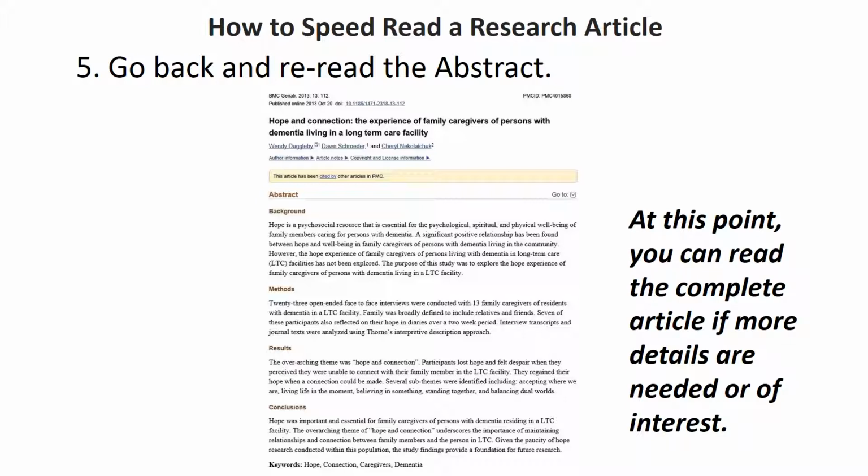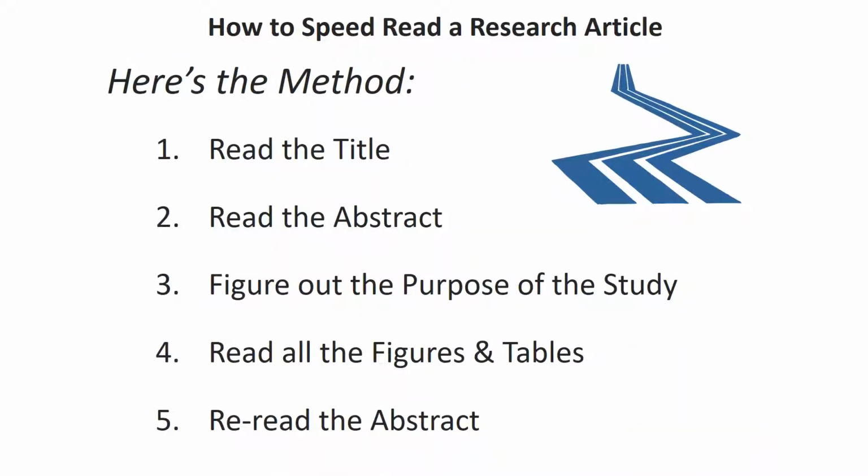So that is how you speed read and use the speed reading of an article. And to summarize one more time, you read the title, you read the abstract, you figure out the purpose of the study, you look at all the figures and tables, and then you go back and reread the abstract. That's how you speed read a research article.